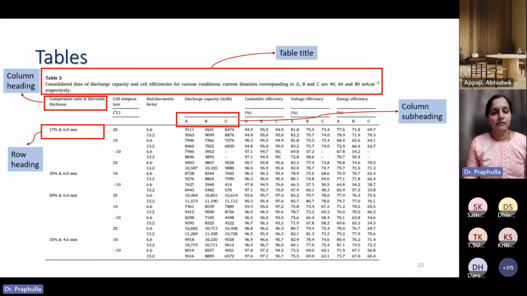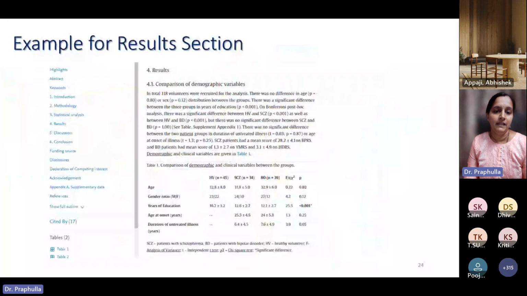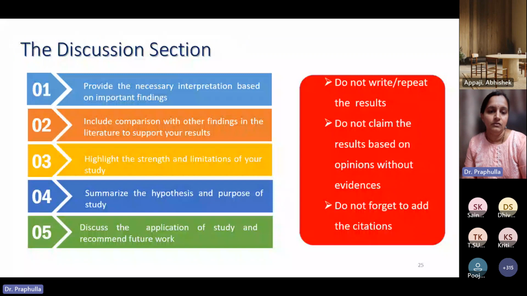Again, here you should precisely mention the table titles and give the complete details properly. So I think I'll skip all these things. This is an example for the results section. Here only the results are put, and the methodology, I mean how the results are classified, is discussed here. So coming to the discussion section, here we need to provide the necessary interpretation based on the important findings. So we have to interpret the results and important findings in the discussion section.